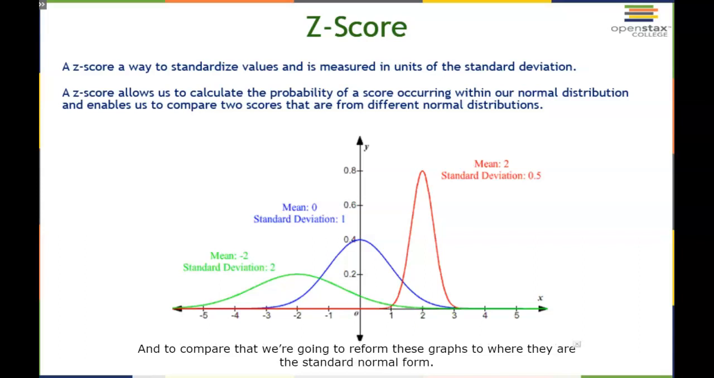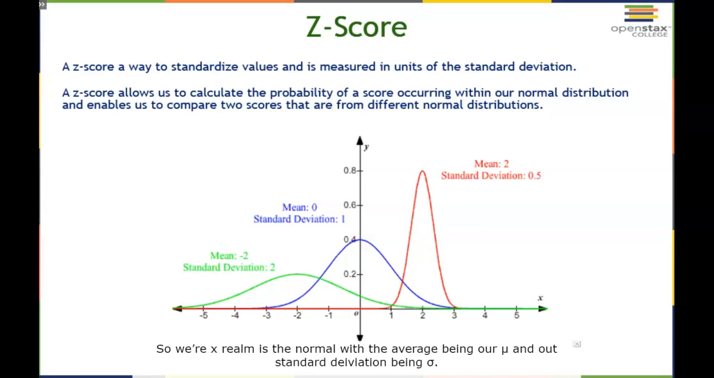And to compare that, we're going to reform these graphs to where they are the standard normal form, meaning it doesn't matter what mean or standard deviation you start with, we're going to transform what we're given over to the standard normal form with a mean of 0 and a standard deviation of 1. Let's look at what that would look like using our notation.